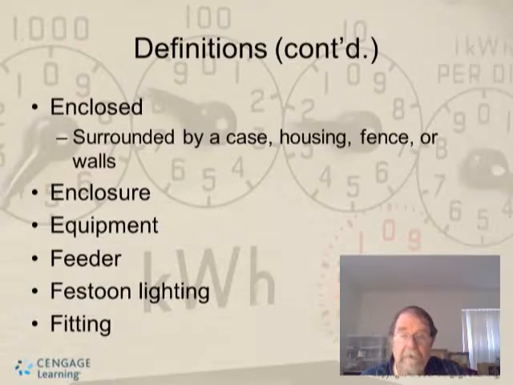Okay, we're going to talk about enclosed. Equipment, conductors, etc. surrounded by a case, housing, fence, or walls that prevent persons from accidentally energizing parts are referred to as enclosed. Examples: panels located within cabinets or cutout boxes are considered to be enclosed. Electrical equipment installed within the perimeter of a fence or similar area qualifies as enclosed. And then conductors are also considered enclosed when installed in panels, wireways, raceways, etc.